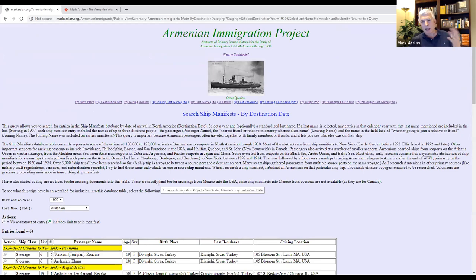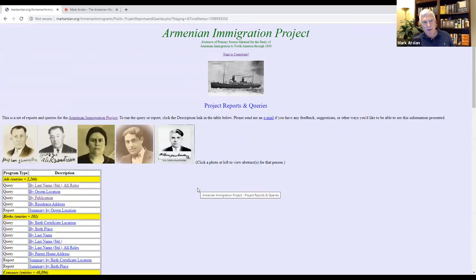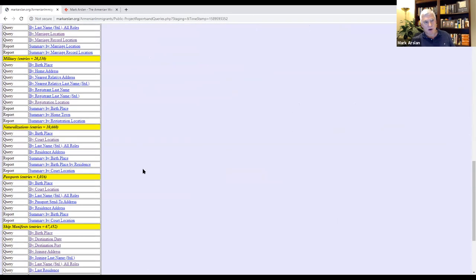Let's say I want to go back to that original search screen. What you can do is you can just click on this little ship here. And then that takes you back to that original search screen there. Okay, five pictures, all these different things here.